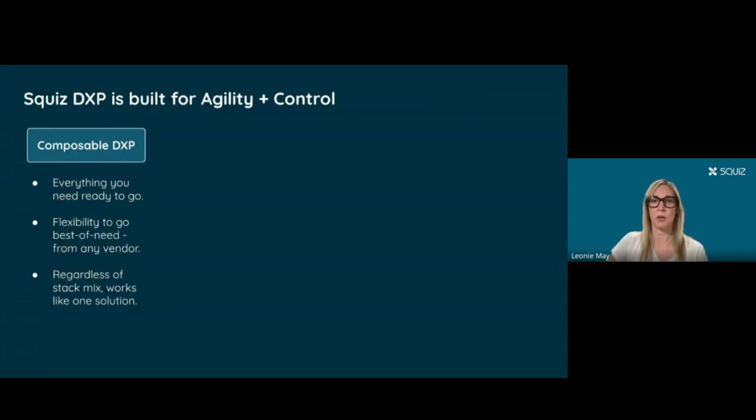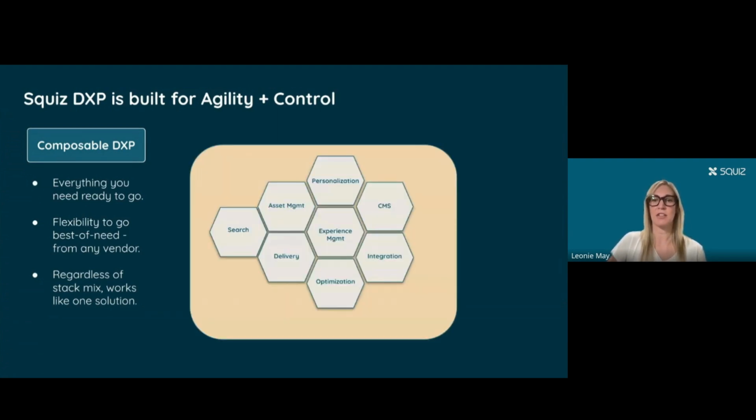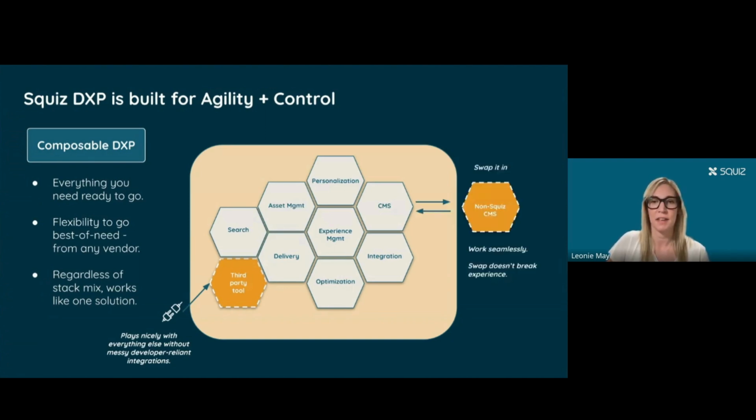So how can you achieve your business goals? The Squiz DXP is built for agility and control. Now, the Squiz DXP is truly composable, which means you get everything you need ready to go. This includes the core capabilities you need to build your brilliant experiences fast. You have the flexibility to go best of need from any vendor. So new tools and technologies appear all the time, and you need this flexibility to adapt. We don't lock you in. You can swap third-party tools in and out, and it will play nicely with everything without messy developer-reliant integrations. And do you have a non-Squiz CMS that you're currently using? Because that doesn't matter, as you can swap it in and it will still work seamlessly. If you choose to swap it out, it won't break any experience.